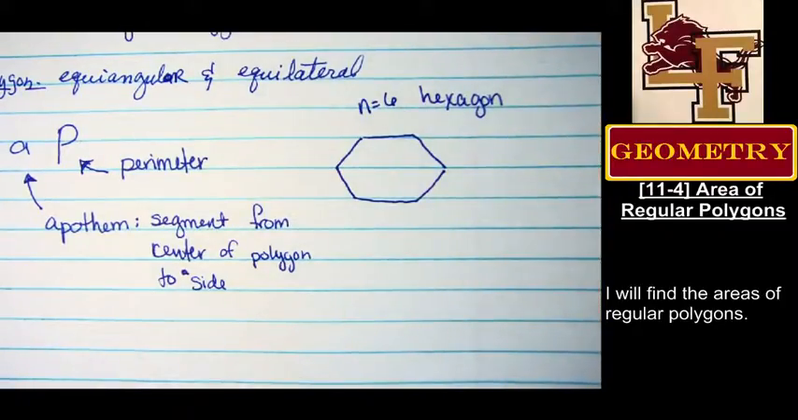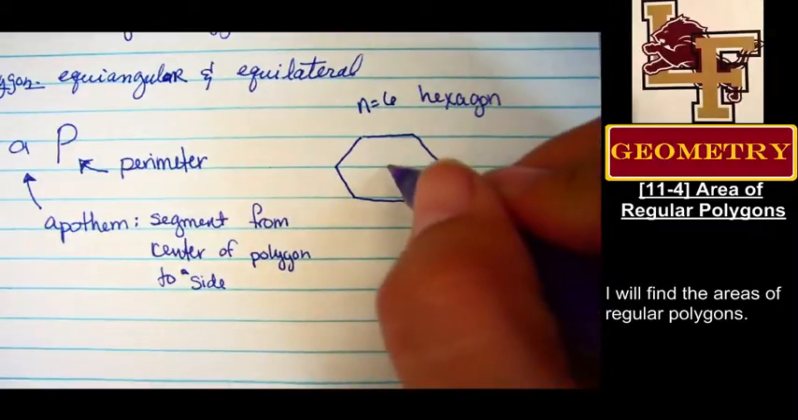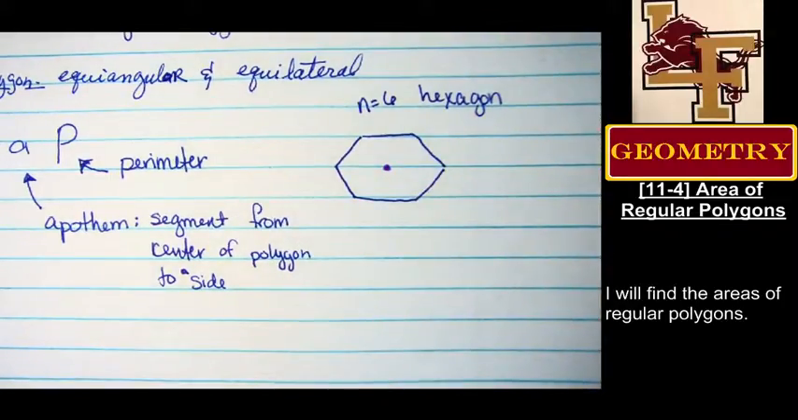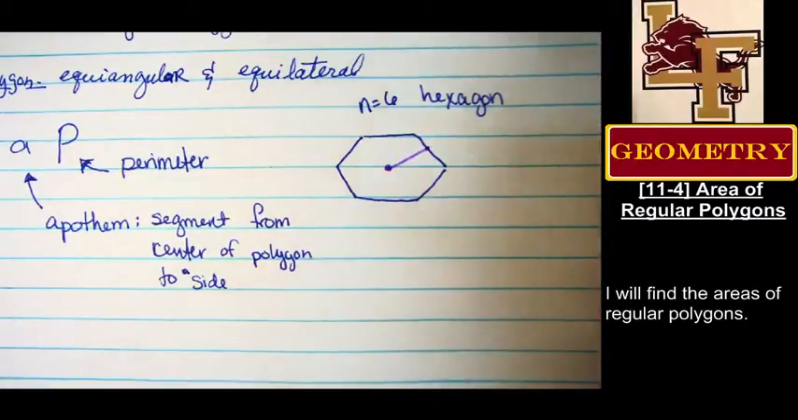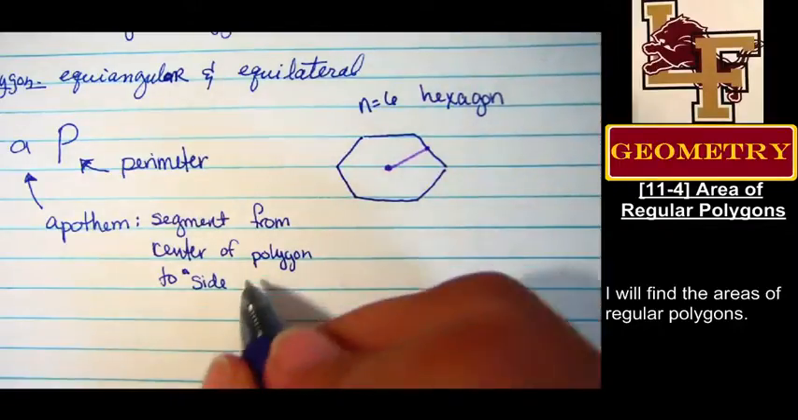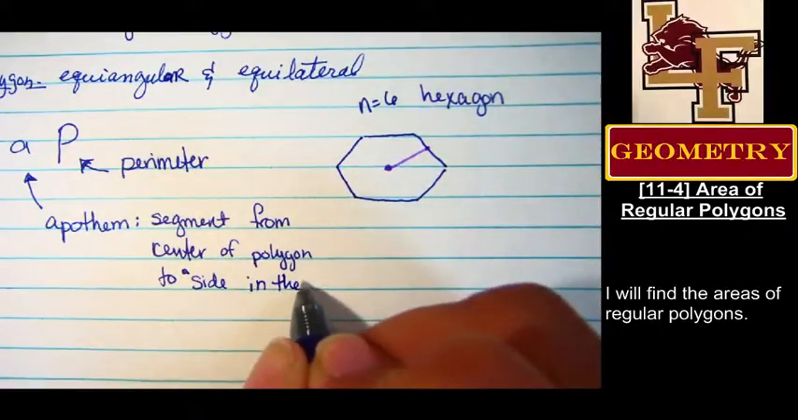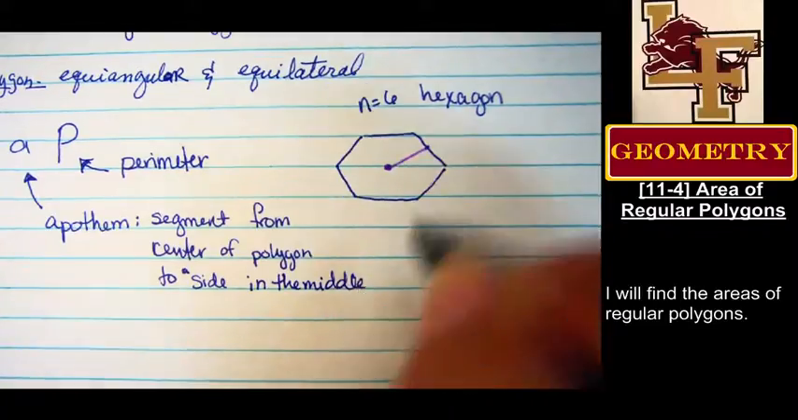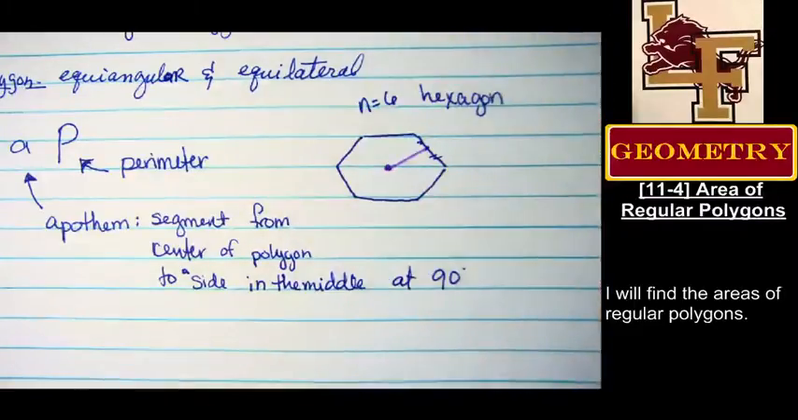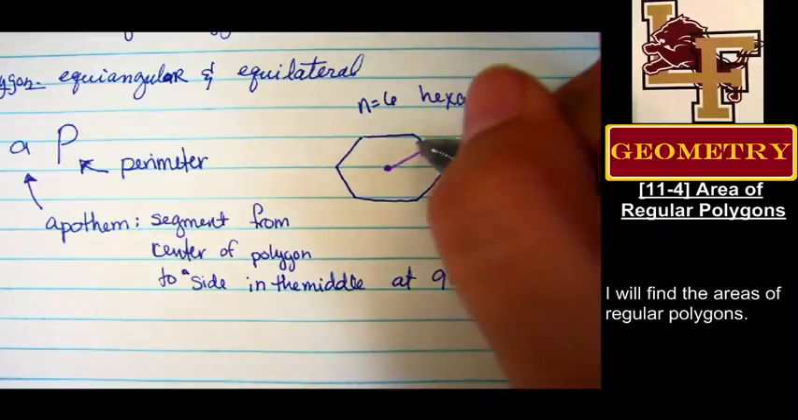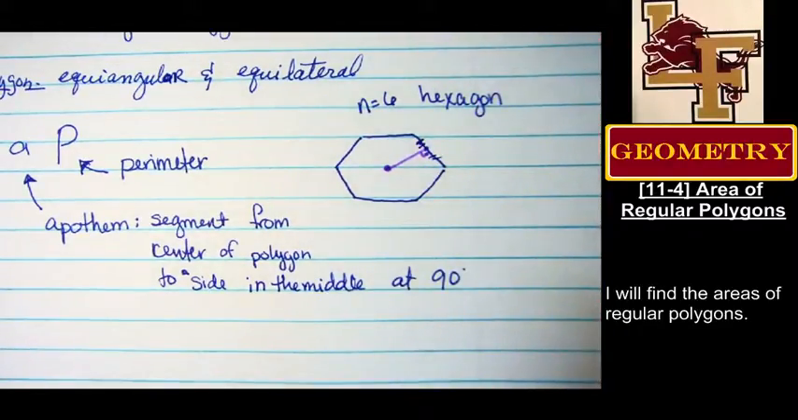Now, if I wanted to draw the apothem, I would need to start at the center and go toward a side, any side, whichever side you want. Which side should I go toward? To the right. I'm going to go up and to the right. It has to hit the side. It hits that side in the middle at 90 degrees. So now our polygon looks something like that with our apothem.